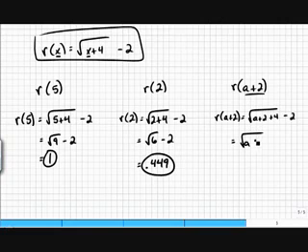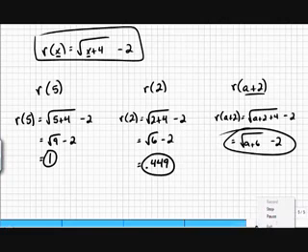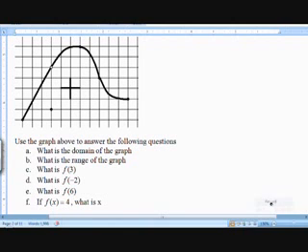which can be simplified into the square root of a plus 6, minus 2, and we can't combine any more like terms because the 6 is underneath the square root, so that's all we can do with that problem. So therefore r of a plus 2 is equal to the square root of a plus 6, minus 2.